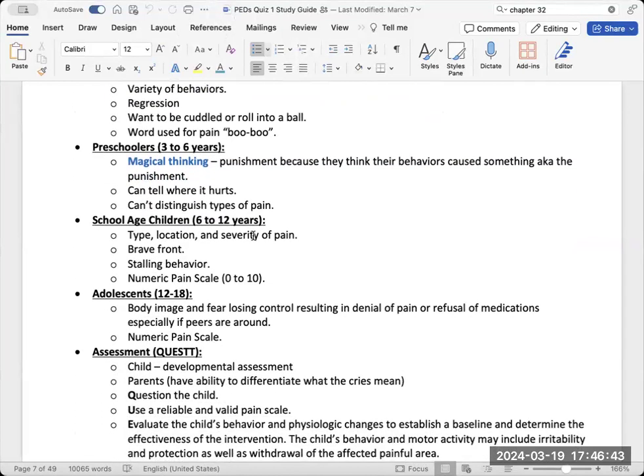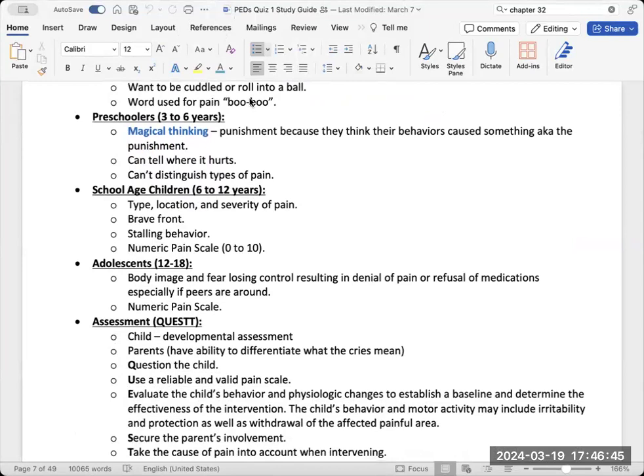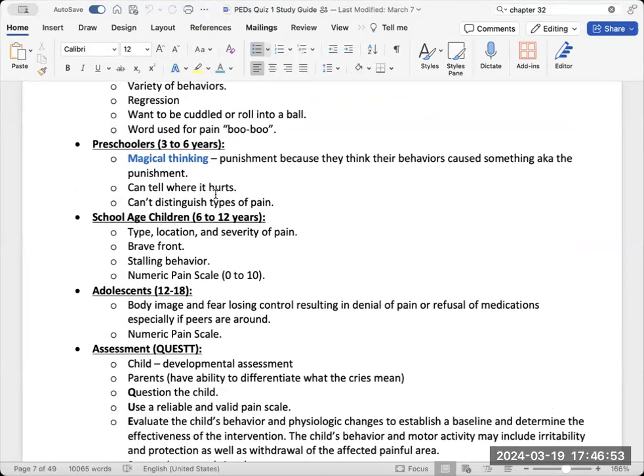Preschoolers are ages 3 to 6, and they have magical thinking. So they believe that the pain they're getting is a punishment of some sort. But they'll tell you where it hurts, right? A toddler can't tell you. They're not going to be able to understand that. But a preschooler from 3 to 6 could tell you where the pain is located, where it hurts.